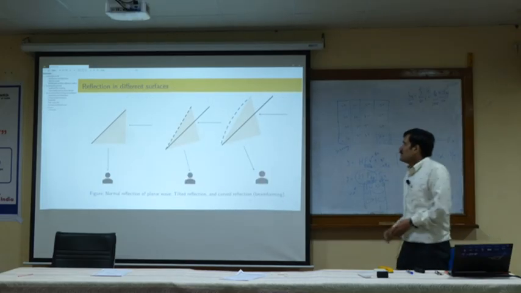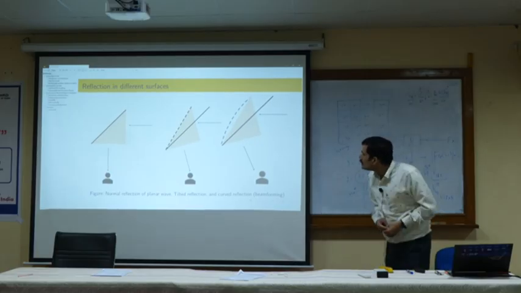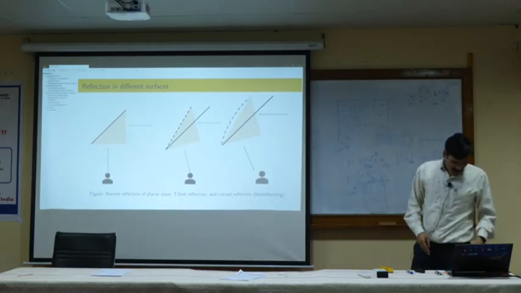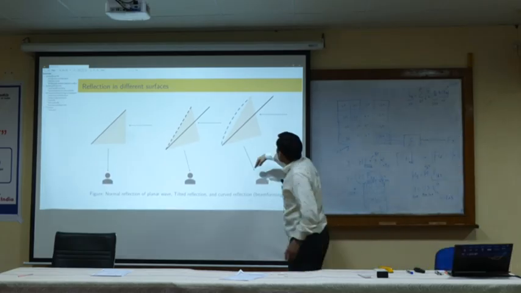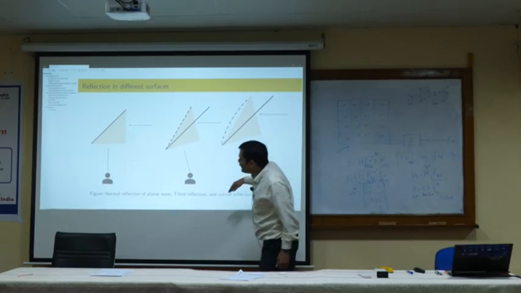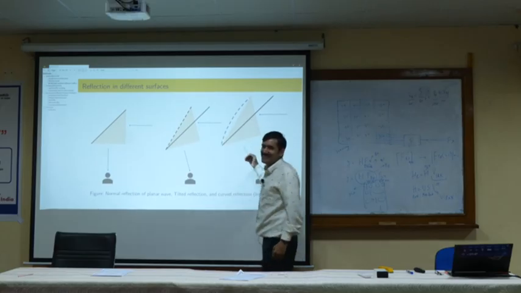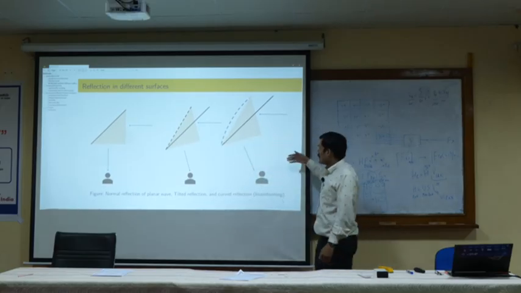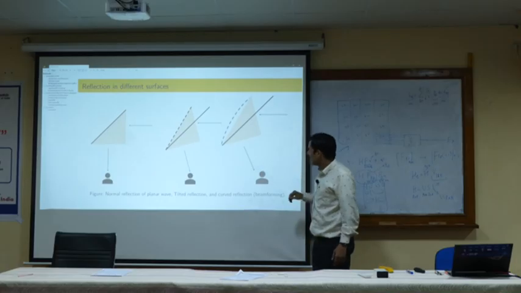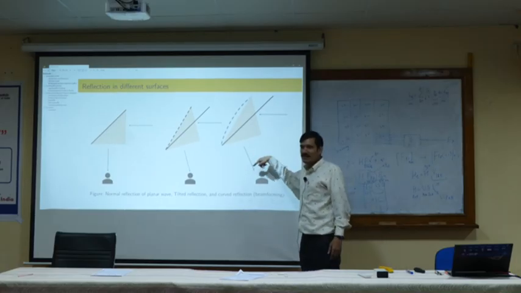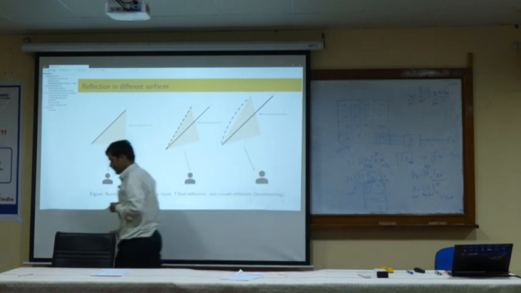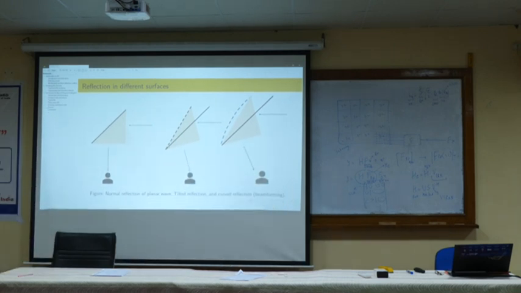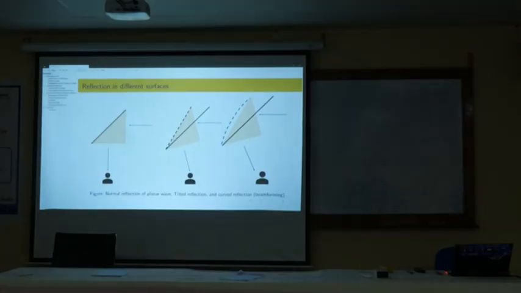Okay. It is not shown here correctly. This part is not visible. It is visible. So, can you see this part? Okay, a little bit.